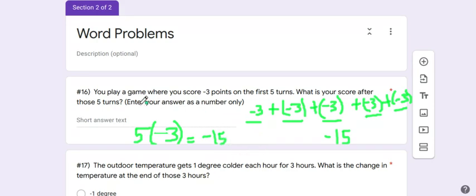And so as it says here, enter your answer as a number only. So I'm just going to put in negative 15. I don't have to label points because the directions told me to only put in a number.